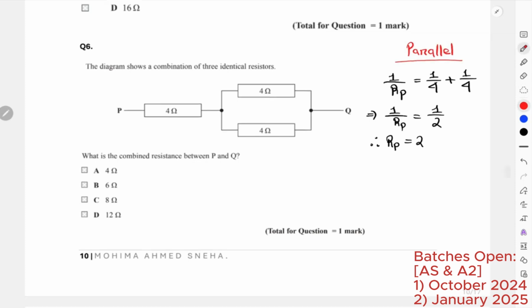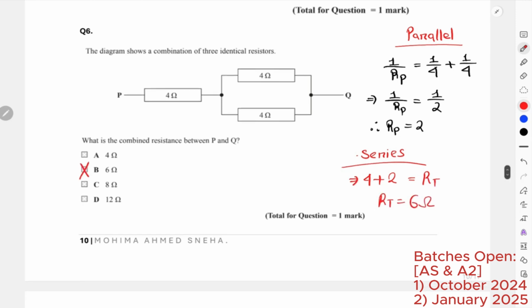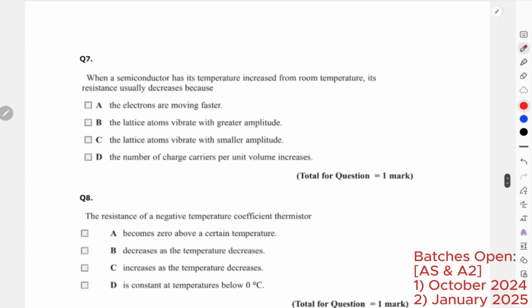Parallel combination, and again for the series combination now, which is this 4. The formula is easy, right? Now we have these 2 resistors, because now this total combination is only giving you 2 ohms. So now we're going to write one resistor was 4, the other entire combination was 2, so RT is equal to 6 ohms, right? So obviously option B is the correct answer over here. This was it. Moving on to the next.